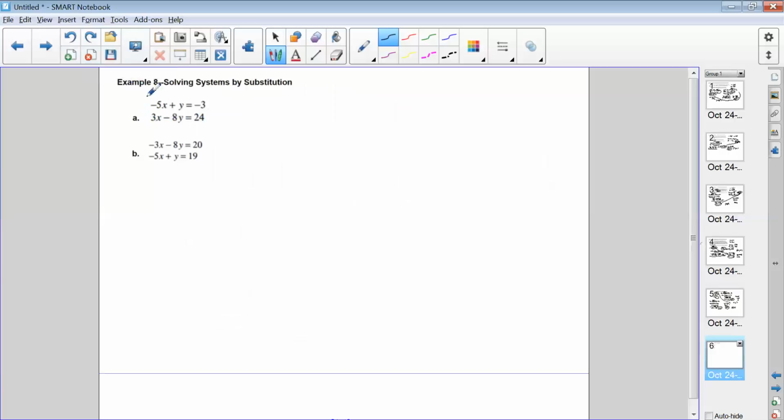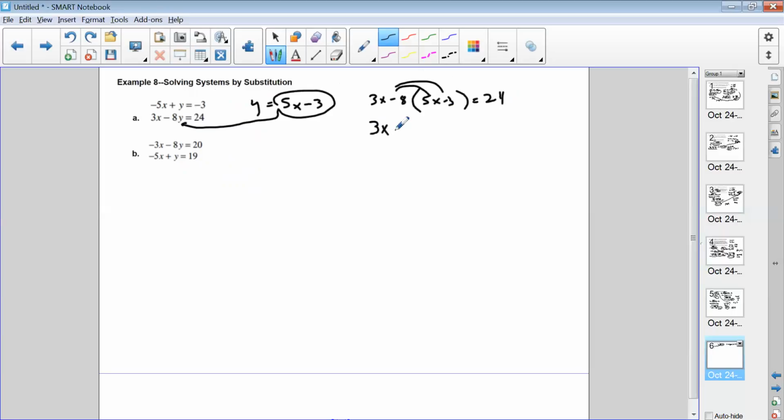And similar to this one here, I know that negative 5x plus y equals negative 3, so I'm going to solve for y. I'm going to add the 5x over here to the right side, so I have 5x minus 3, and I know that this is going to substitute for y over here. So 3x minus 8 times 5x minus 3 is equal to 24. So if I distribute, I get 3x minus 40, excuse me, that's 40x plus 24 is equal to 24.